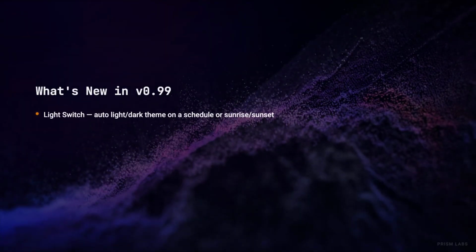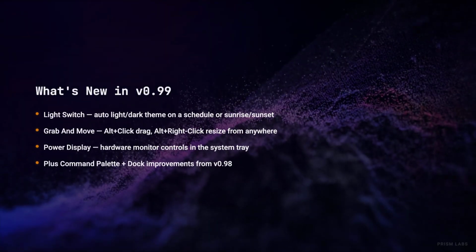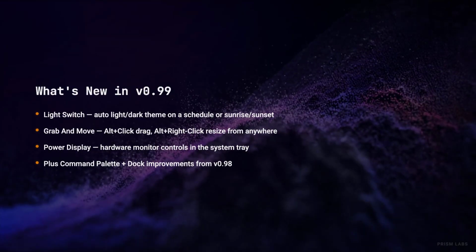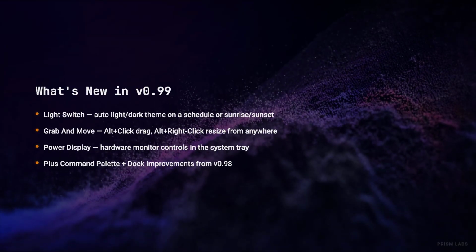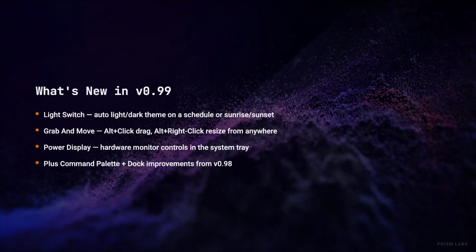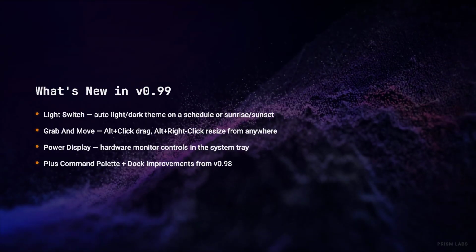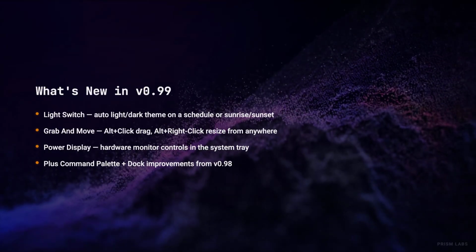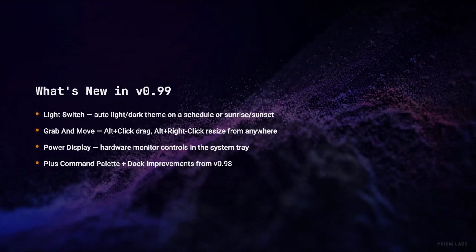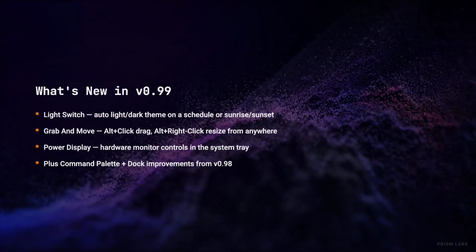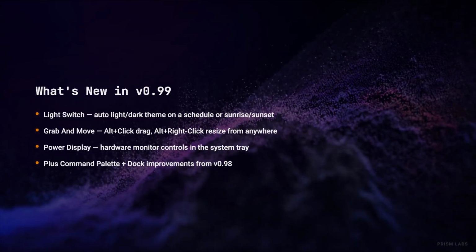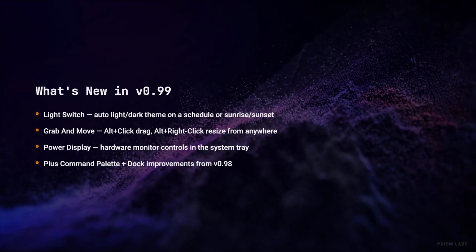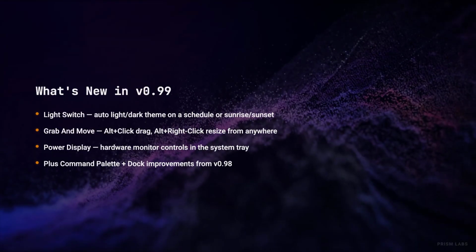3 utilities to call out specifically. Light Switch borrows the idea from Linux desktop environments and brings it to Windows. Schedule a light to dark theme switch at sunset, dark to light at sunrise, or pin a keyboard shortcut to force the change manually. Useful for anyone whose eyes hate light theme at midnight. Grab and Move solves a specific Windows annoyance where you have to target the title bar to drag a window or the corner to resize. Now Alt-click anywhere on the window grabs it, Alt-right-click resizes from where the cursor is. Tiny change, you will use it every day. Power Display weaves hardware monitor controls into the system tray, so brightness, contrast, and input source toggles do not require fishing out the physical buttons on the back of the monitor.